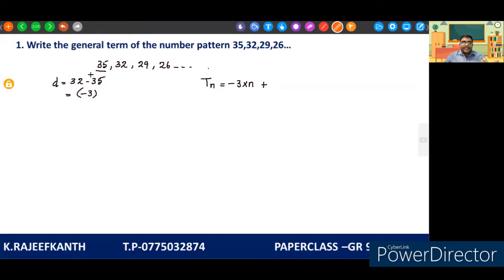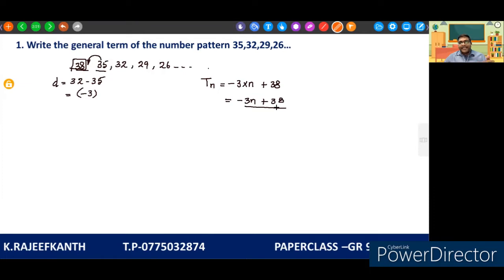If there is any other term, how can we find the previous term of this number pattern? Here 35 is the first term, that is okay. If there is a term before it, how can we find the previous one? So we have to add 3, no? Then we can find the previous one. Because 38, 35, 32. So we have to add this value 38. Then -3n plus 38. So that is equal to -3n plus 38. This is the way to find the Tn.